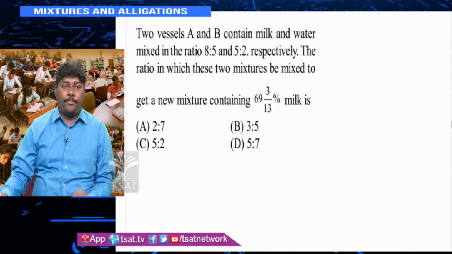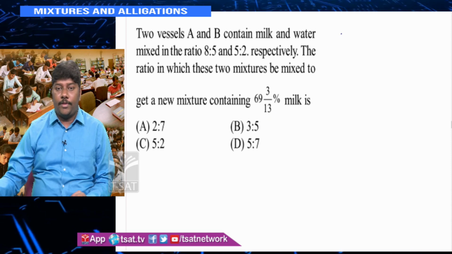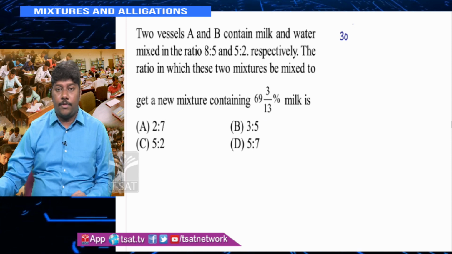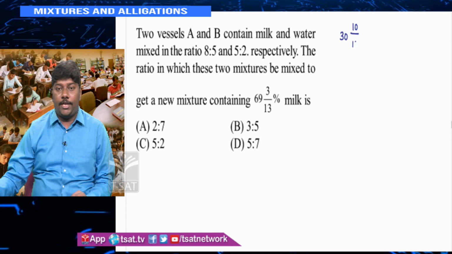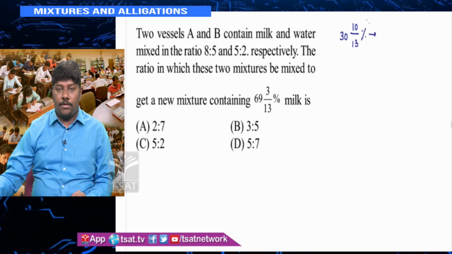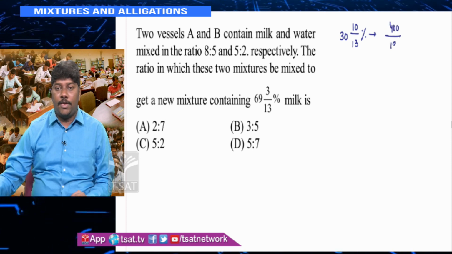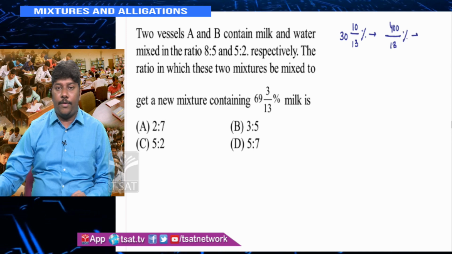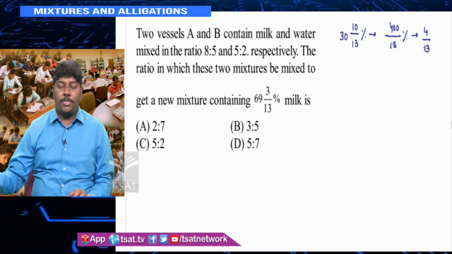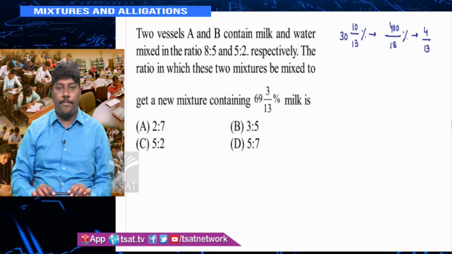So how much is water? If milk is 69 3/13, subtract this from 100, you will get 30. 3/13 means you just add 10/13 to it. So 10/13, this is the percentage of water we are going to get. Convert it into an improper fraction, that is 400/13 as a percentage. As a percentage it is 400/13, but as a fraction it becomes 4/13. So 4/13 parts of water is there in the mixture.